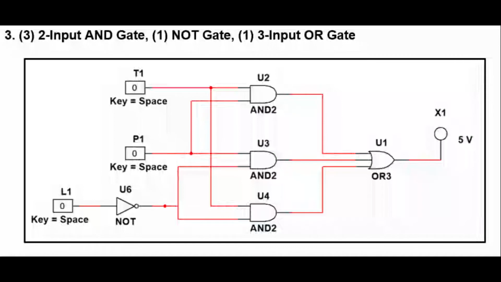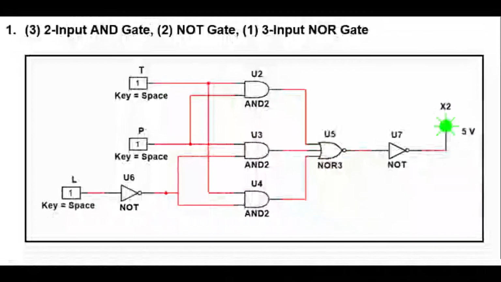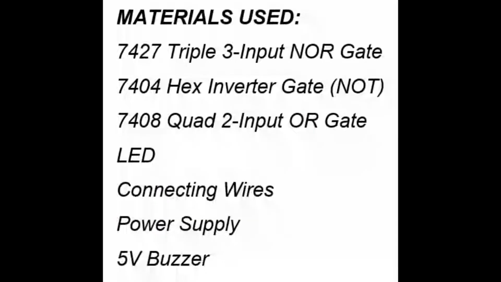For the application in actual circuits, we opted to choose the first circuit design based on the availability of the materials in our area. So the materials we use for the actual circuit are a 7427 3-input NOR gate, 7404 Hex Inverter gate or NOT gate, 7408 quad 2-input AND gate, LED, connecting wires, power supply, and a 5-volt buzzer.